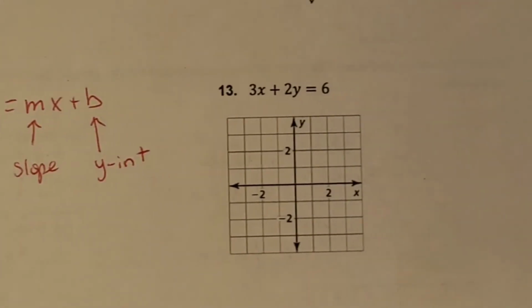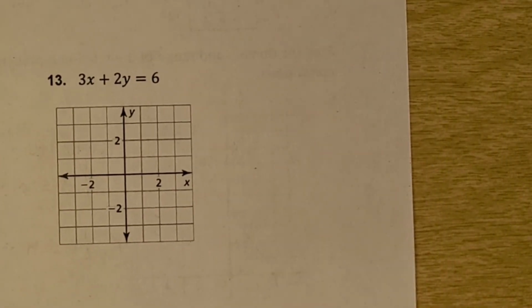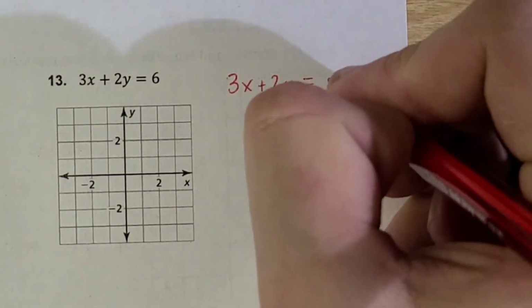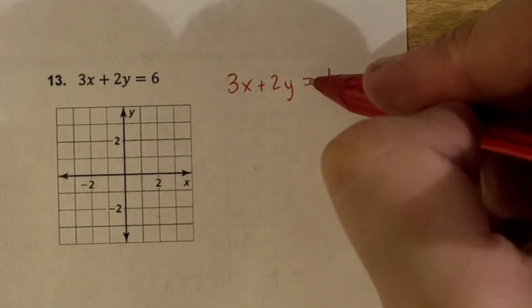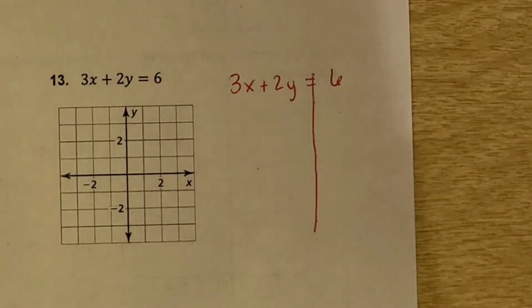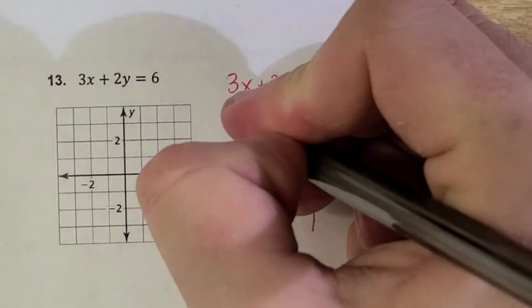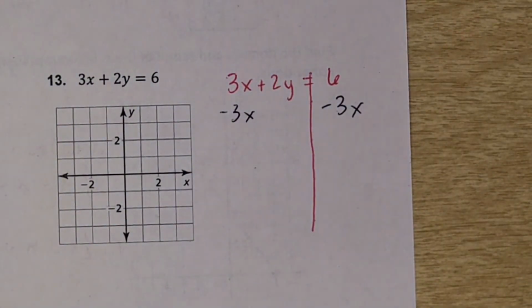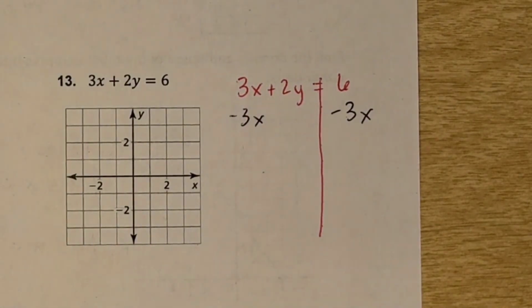All right, then when we look at number 13, this is no longer in slope-intercept form. This is in standard form, so we got to do some math first. We got to put this into slope-intercept form. So we are going to start by getting rid of my x's. Now this is the exact same thing you needed to do in your Khan Academy practice the other day.